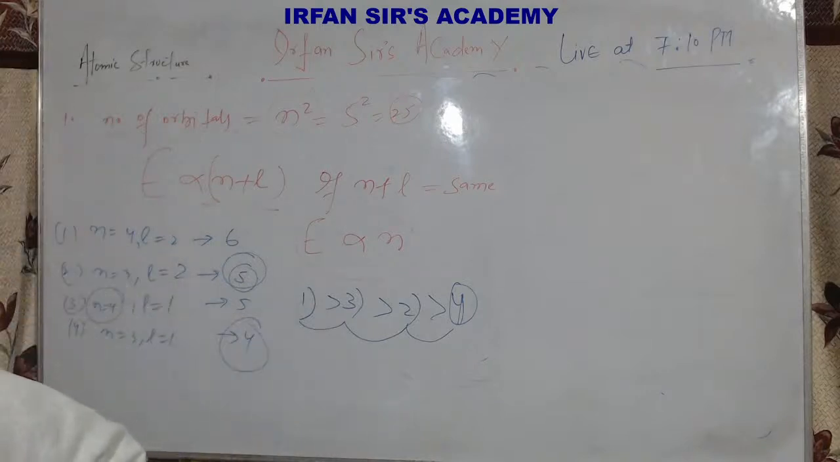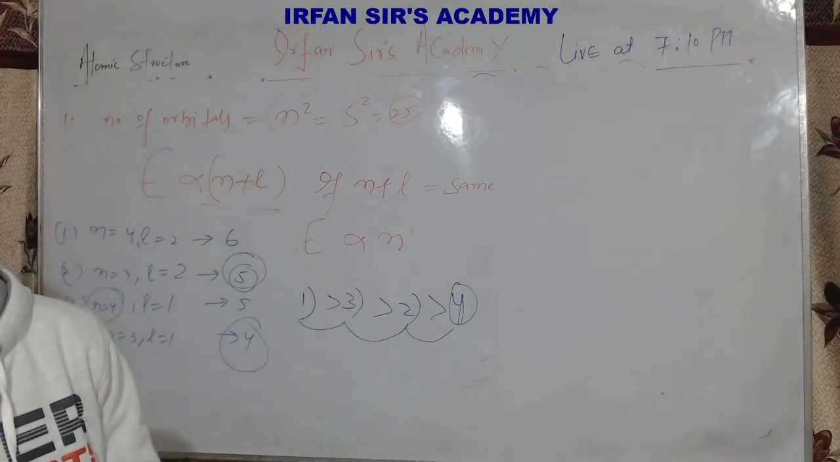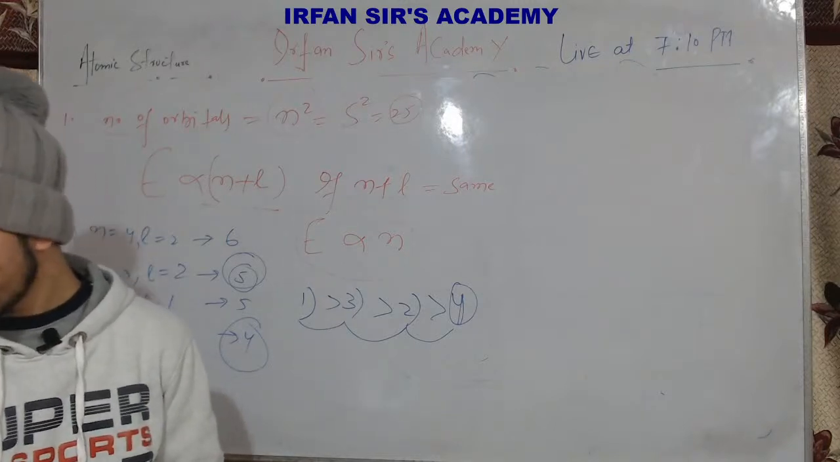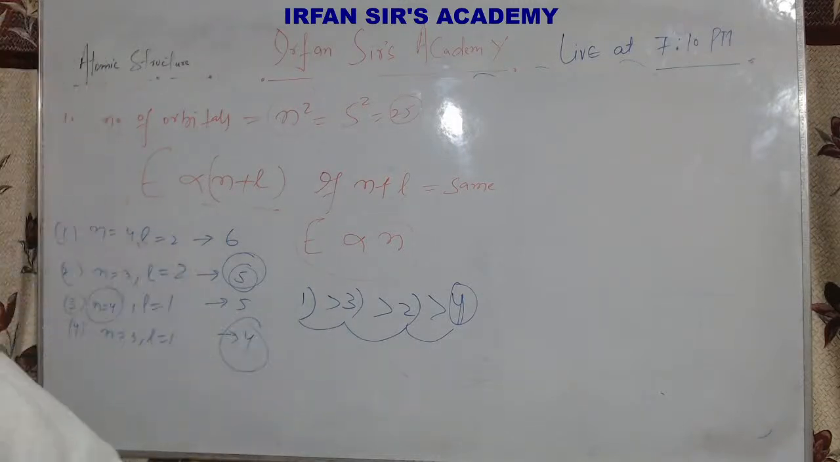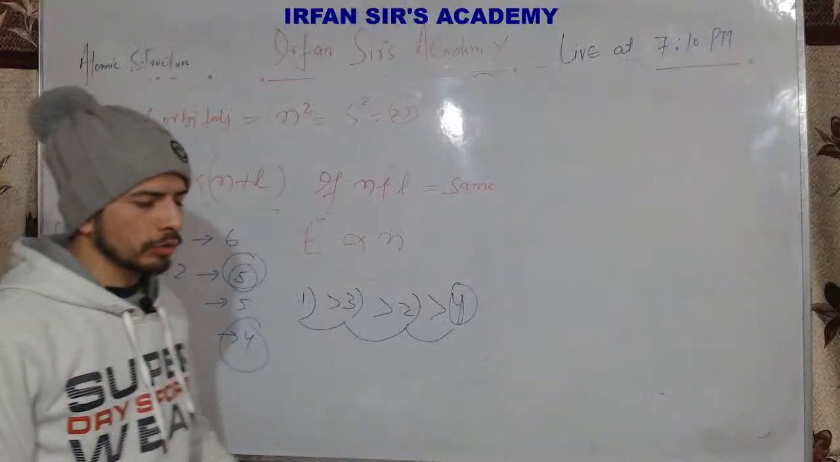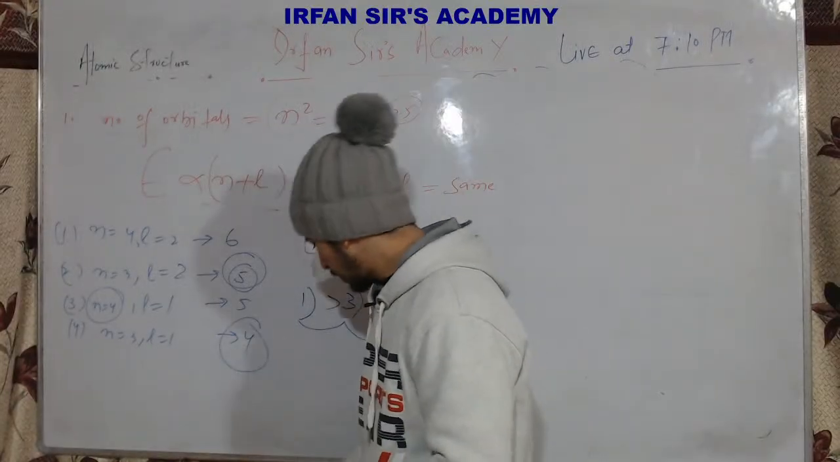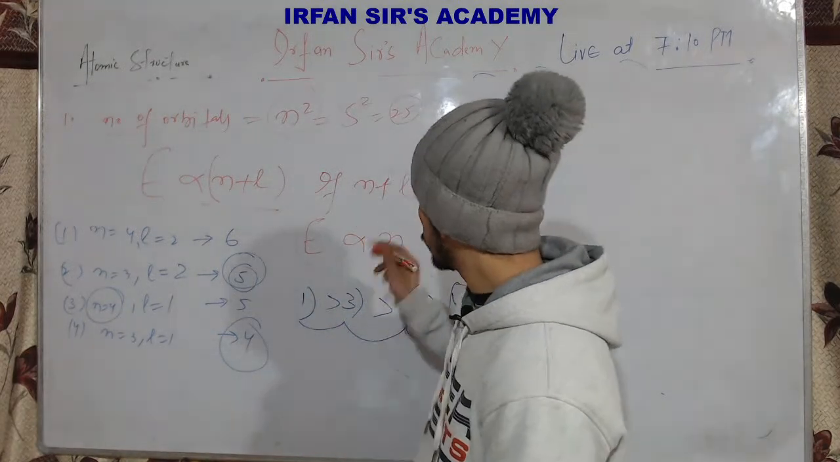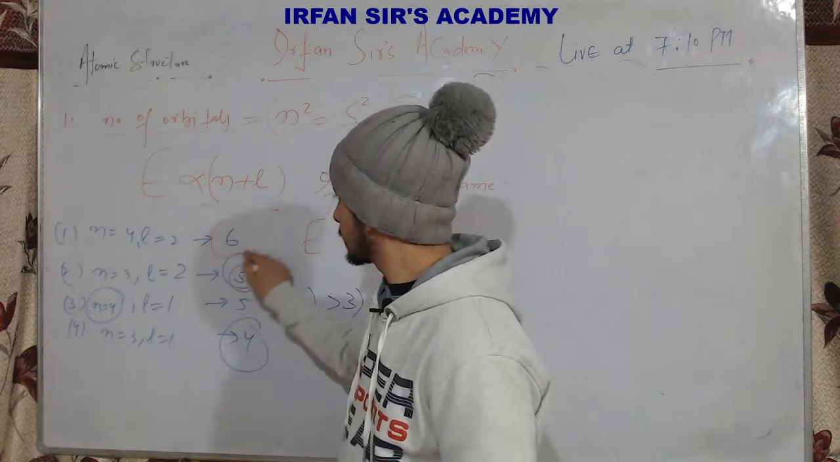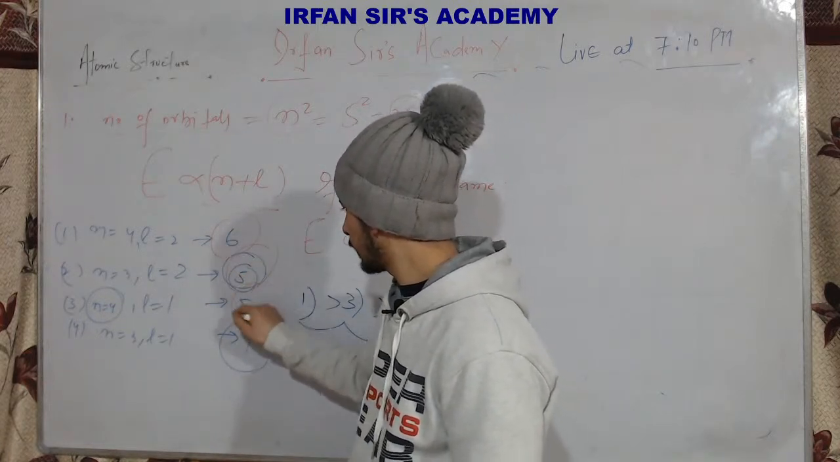Yes, Sharik, Asif, right answer. What's happening? You have to check the n plus L rule. What does the n plus L rule tell you? That the more the value of n plus L, the more will be the energy. What is the value of n plus L? In this case 6, in this case 5, in this case 5, in this case 4.